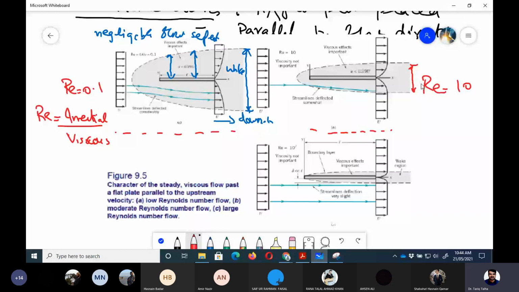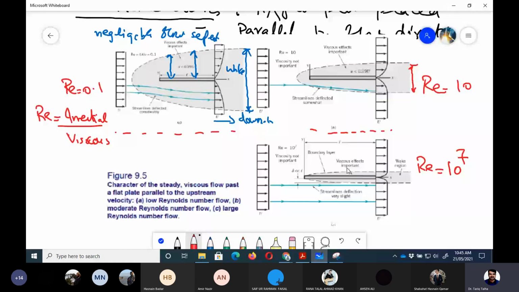And now if we increase the Reynolds number even more, like if we make it 10 million, now you can see that viscous effects are limited very near to the wall. It means that the inertial effects are very dominant in this case, because viscous effects are limited in that area. So the boundary layer thickness has been reduced, the wake region has been reduced, and the streamline deflection is very small, because you can see here, right? So this is the boundary layer thickness.